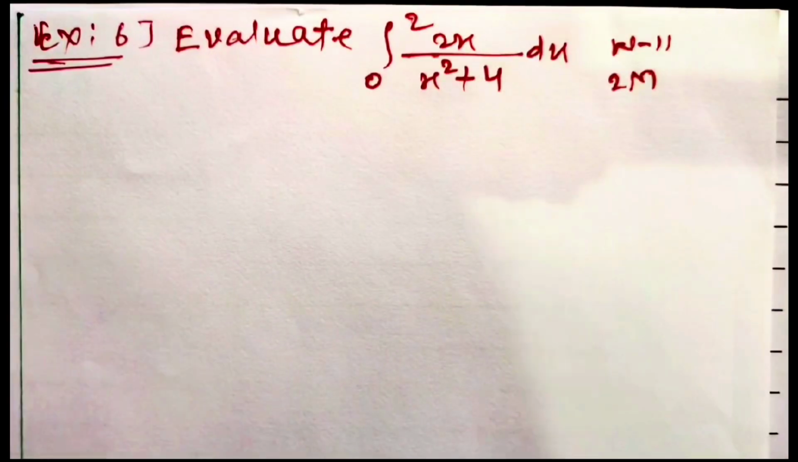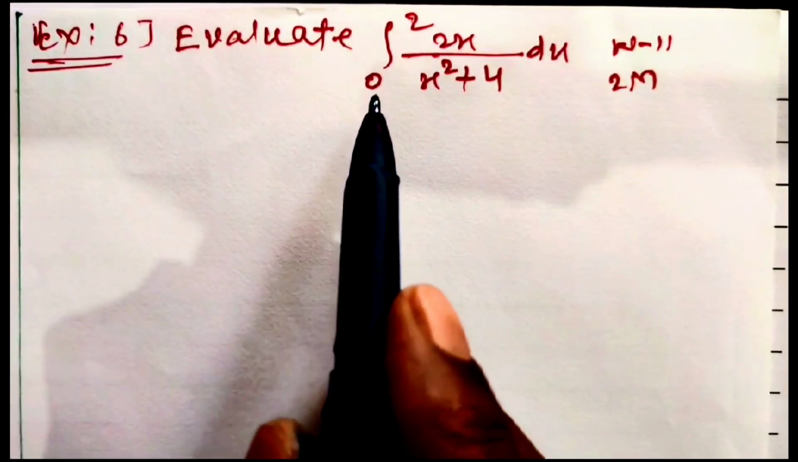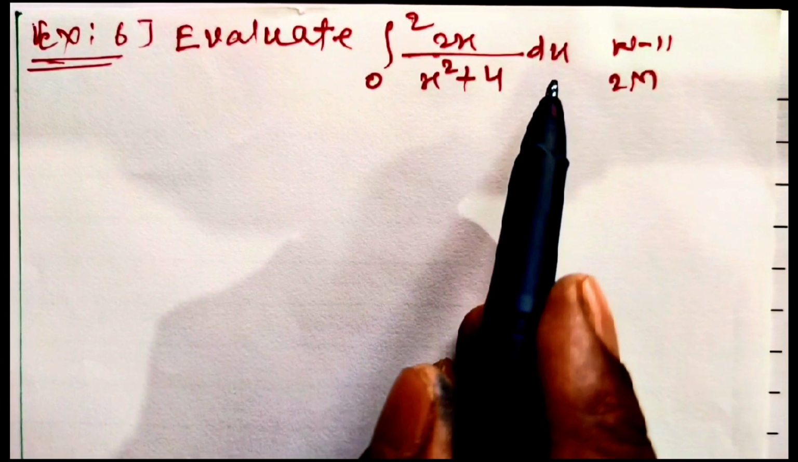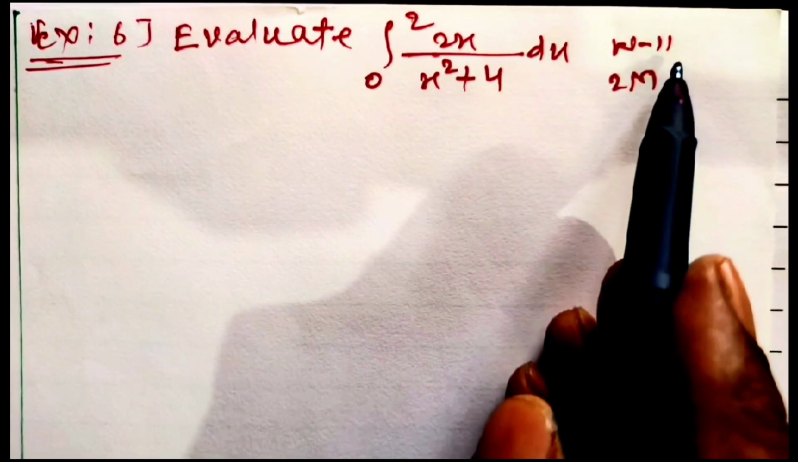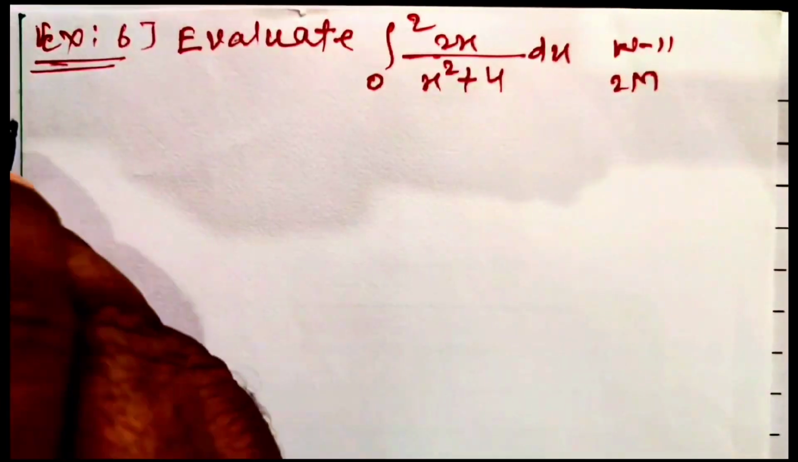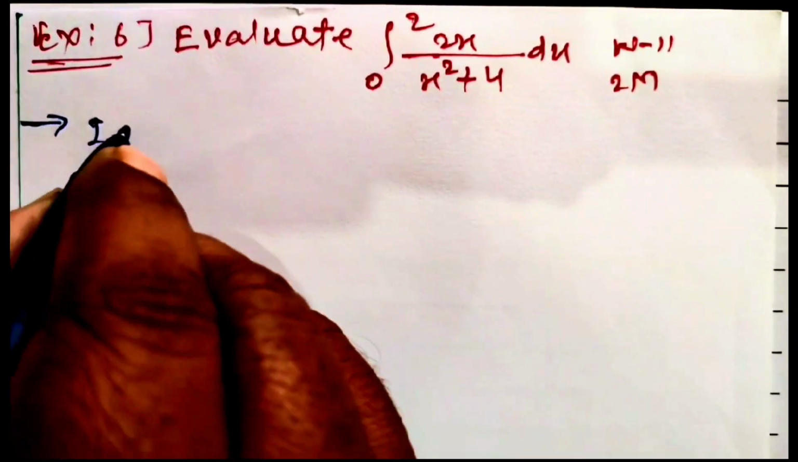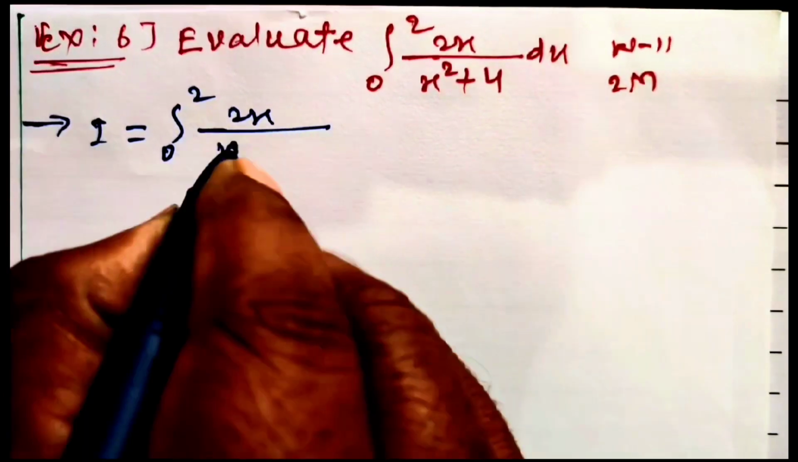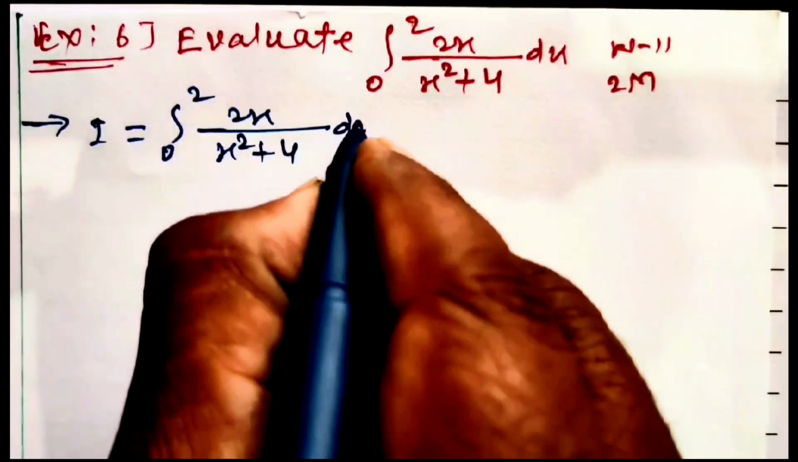This is the answer. Let us solve sum number 6. Evaluate the integral from 0 to 2 of 2x divided by (x square plus 4), with respect to x. This sum appeared in winter 2011 for 2 marks. To evaluate this sum, first consider I is equal to the given integral from 0 to 2 of 2x divided by (x square plus 4), with respect to x.